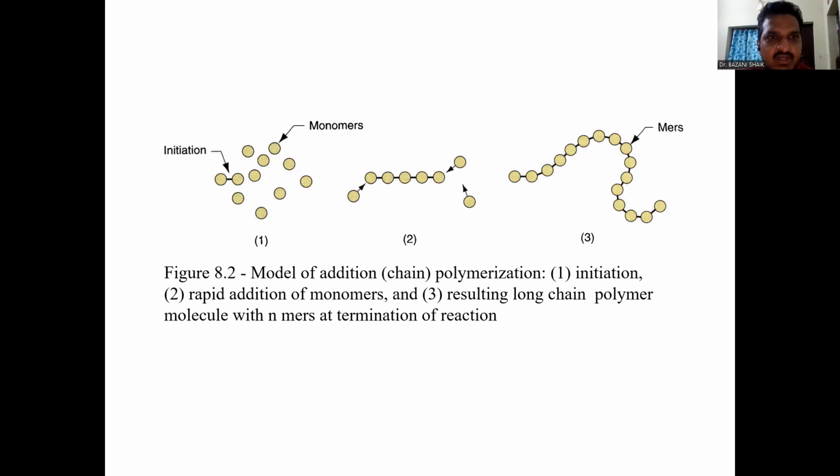First is the initiation, in which the monomers are interconnected with different molecules. Already we know what a molecule, a monomer, and a macromolecule are. The second figure shows the rapid addition of the monomers. And the third figure shows the resulting long-chain polymer molecules with termination of the reaction. This concept shows what monomers and mers are and how polymers are manufactured.